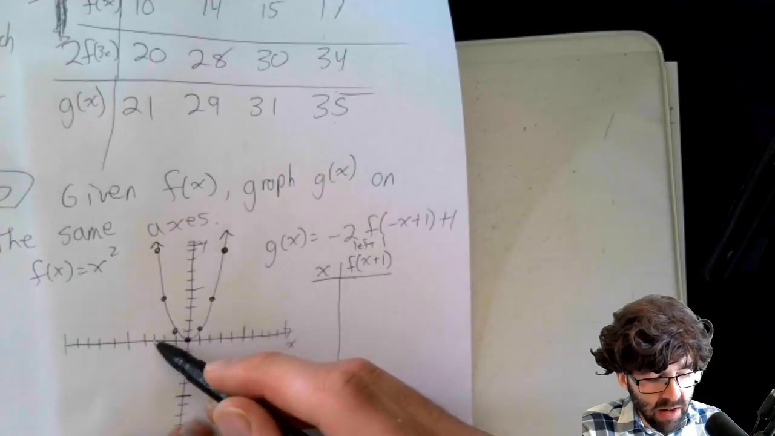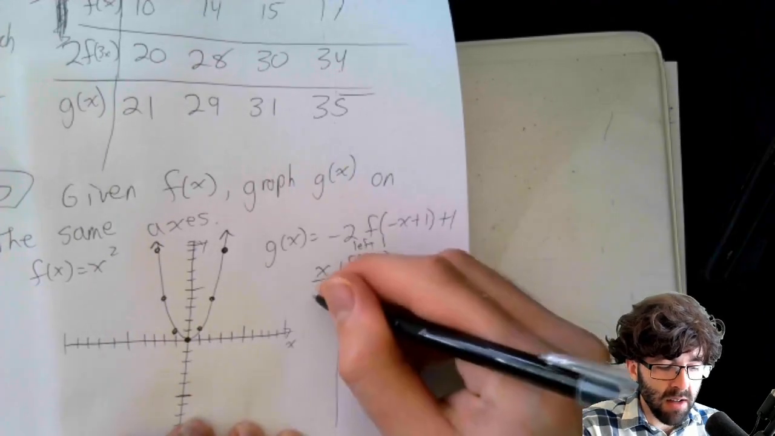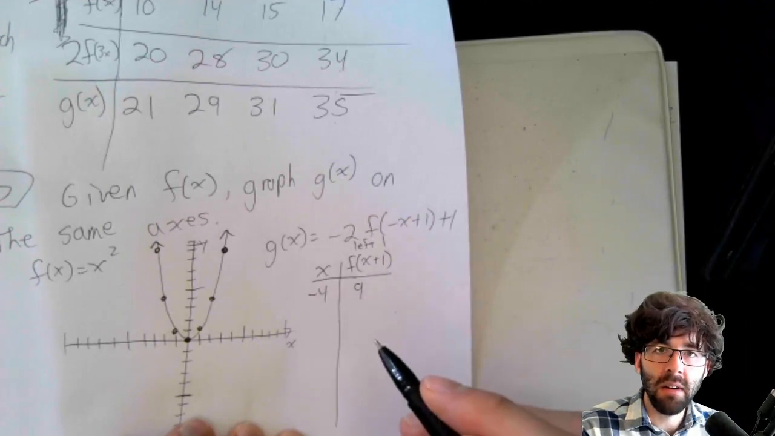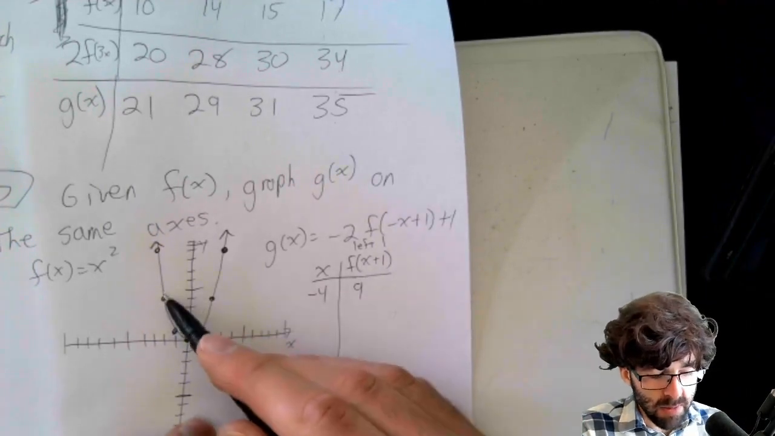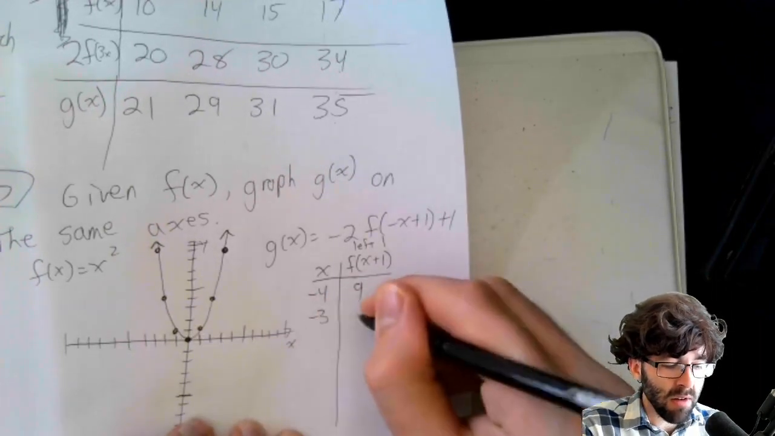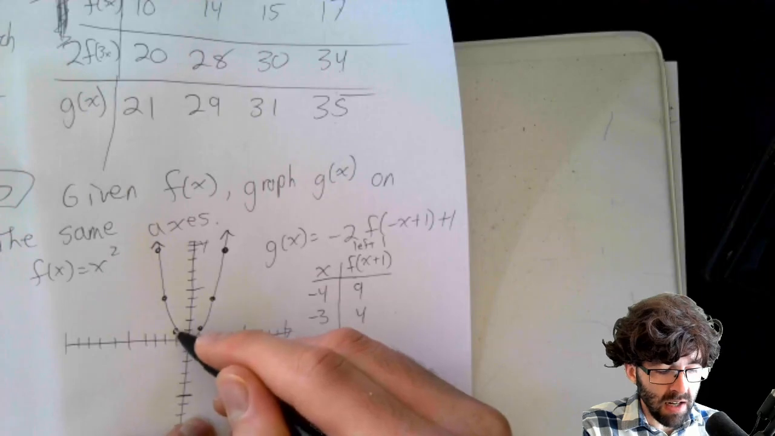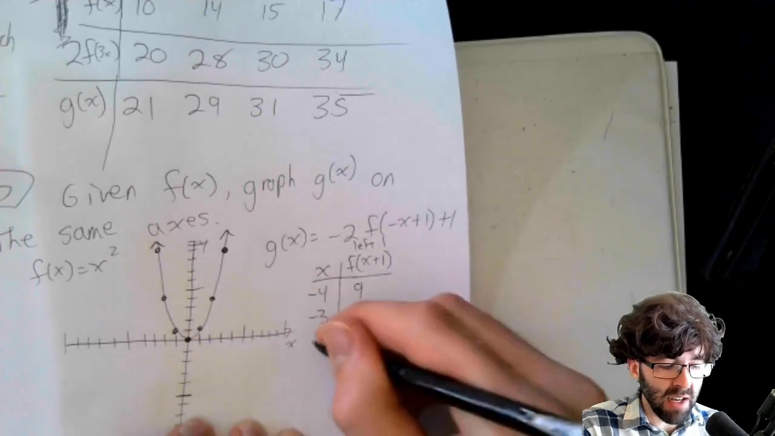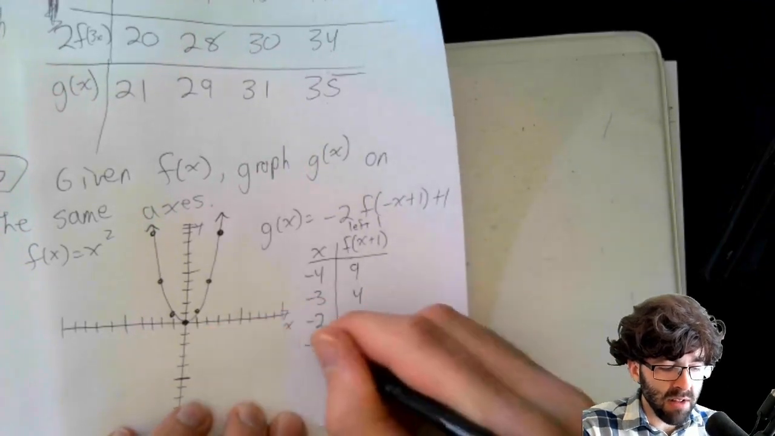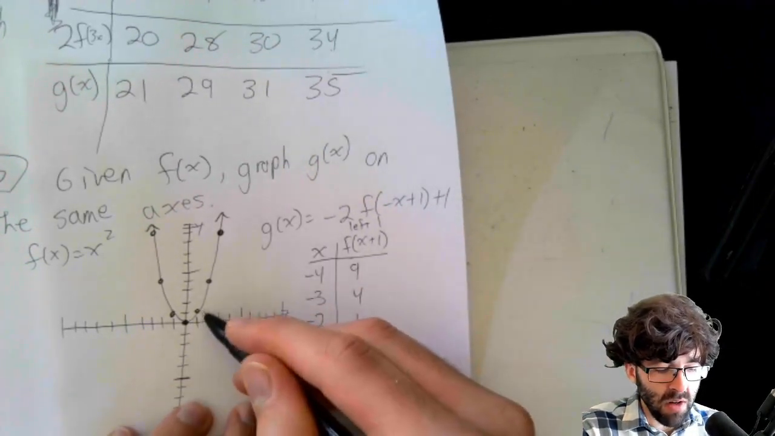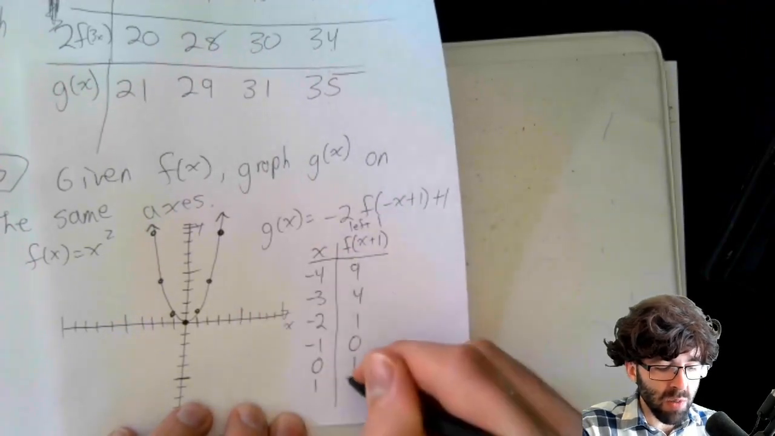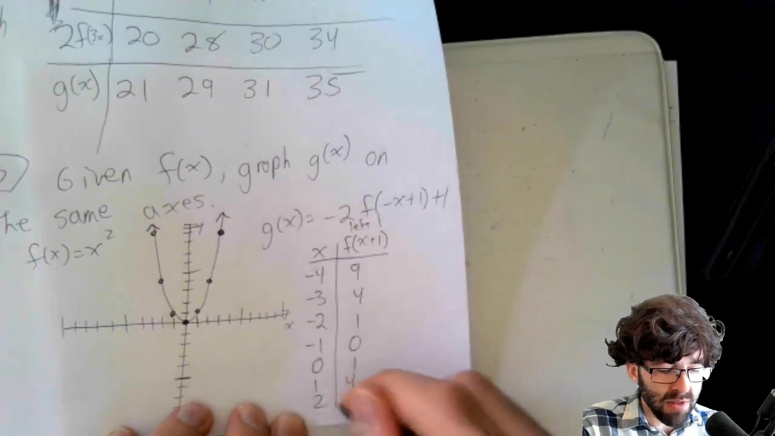So what's this point over here? Negative 3, 9. If we move that left, it becomes negative 4, 9. Look at this point. That's negative 2, 4. We move it to the left, it becomes negative 3, 4. Negative 1, 1. Move to the left, becomes negative 2, 1. 0, 0. Move to the left, negative 1, 0. 1, 1, move to the left, becomes 0, 1. 2, 4 to the left is 1, 4. 3, 9 becomes 2, 9.